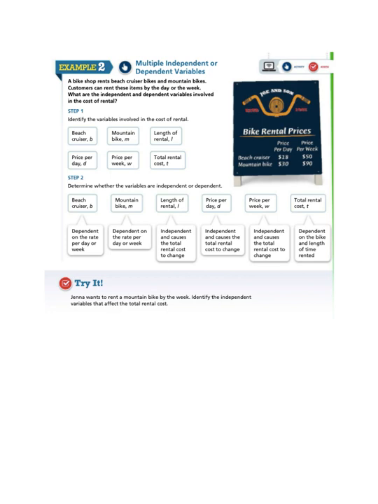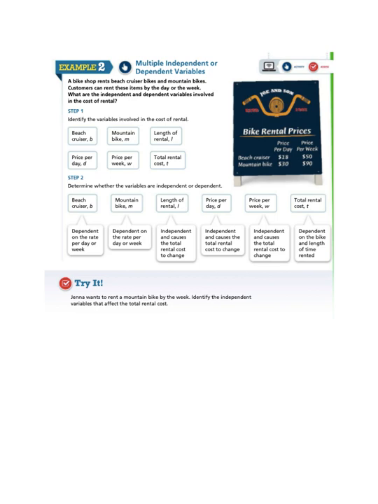The beach cruiser B would be dependent on the rate per day or week. The cost would change depending on if you're renting it for the day or the week. Same goes for the mountain bike. The length of the rental would be independent and causes the total rental cost to change. You determine how long you're renting it.